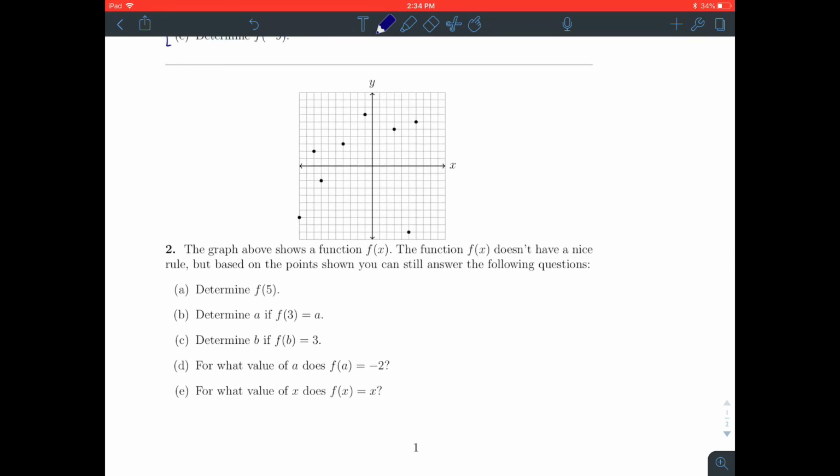Let's take a look at problem number 2. It looks like a similar one. The graph above shows a function f of x. The function f of x doesn't have a nice rule, just like the last one, but based on the points shown, you can still answer the following questions.